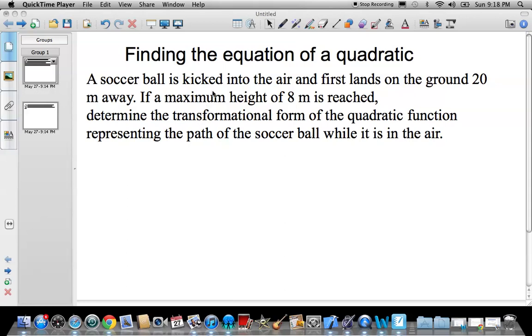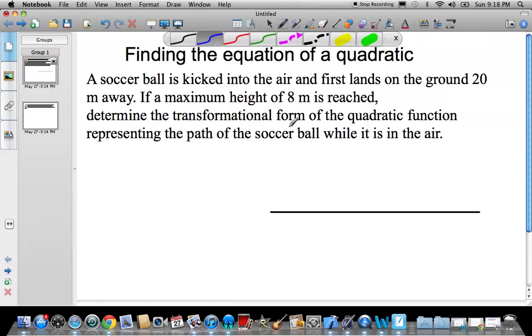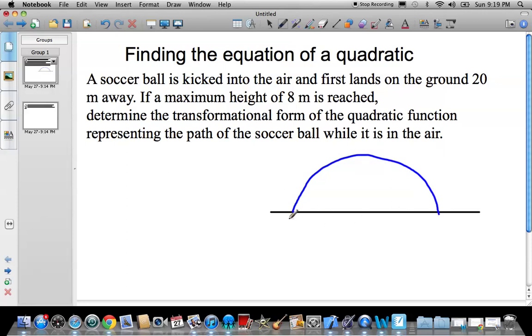Alright, so a soccer ball is kicked into the air and first lands on the ground 20 meters away. Always a good idea maybe to draw a little sketch. So here we go. Kicked into the air and first lands on the ground 20 meters away. So let's say that here's 0 and here's 20. It reaches a maximum height of 8 meters. So this is my y-axis. Actually, I should draw that and put that there in black as well, just to make it easy to see there. And it reaches a maximum height here of 8.